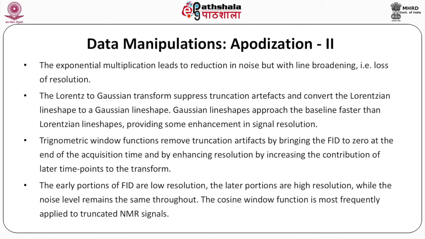Gaussian line shapes approach the baseline faster than Lorentzian line shapes, providing some enhancement in signal resolution. Trigonometric window functions remove truncation artifacts by bringing the FID to 0 at the end of the acquisition time and by enhancing resolution by increasing the contribution of later time points to the transform. The early portions of FID are low resolution, the later portions are high resolution, while the noise level remains the same throughout. The cosine window function is most frequently applied to truncated NMR signals.